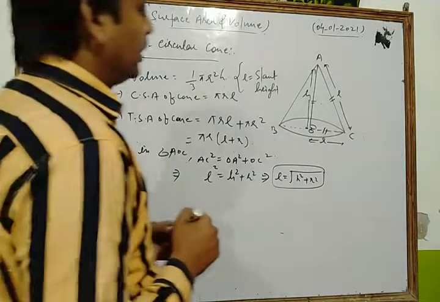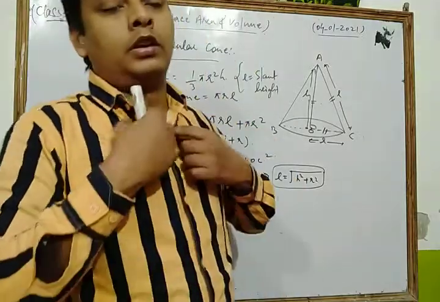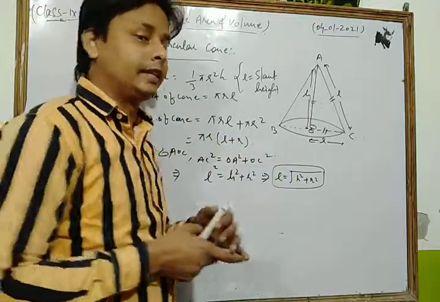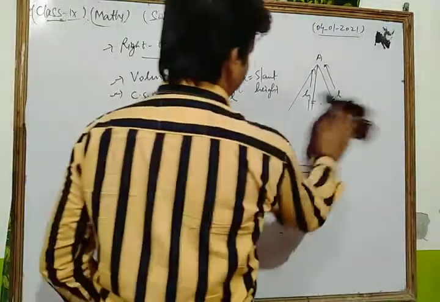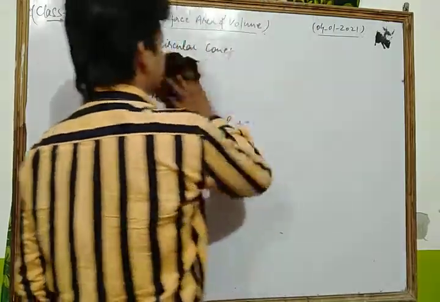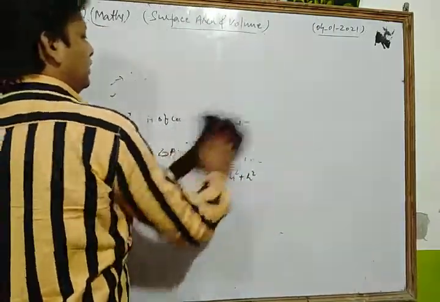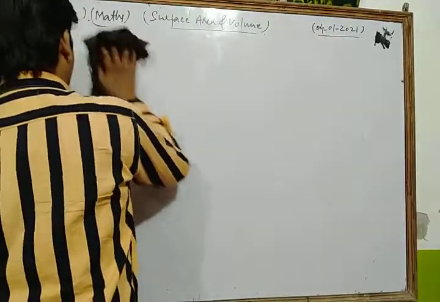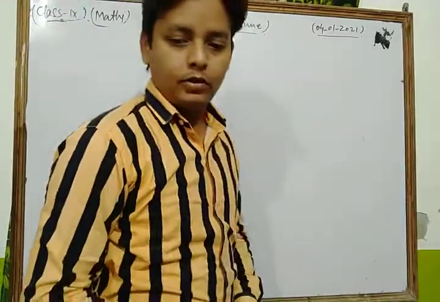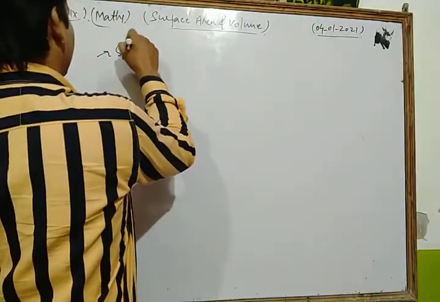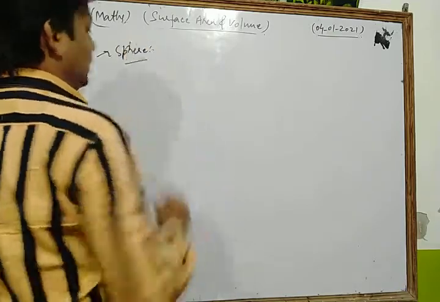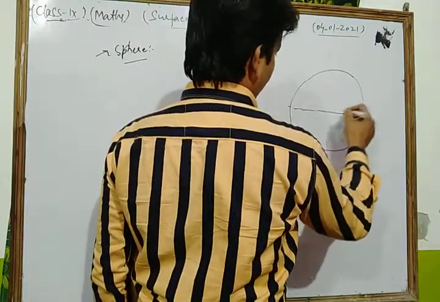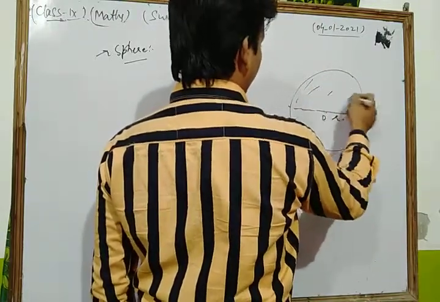Okay, dear students. Now we discuss the next and last solid shape in your chapter, which is the sphere and its formulas. You know the shape of the sphere is like this. This is a solid shape. This is the radius from the center. This is the sphere.